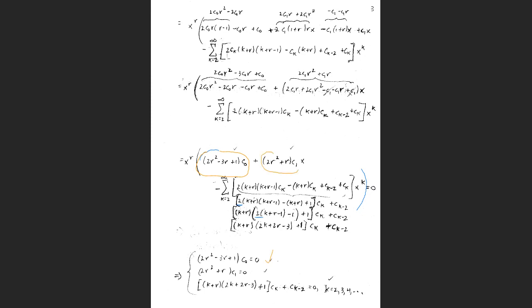This coefficient of x has to equal 0 because there's no x term on the right-hand side here. And of course, the coefficients in the power series, coefficients of x to the kth power, they also have to equal 0 for k equals 2, 3, 4, and so forth. Okay, so let's make sure we're good.